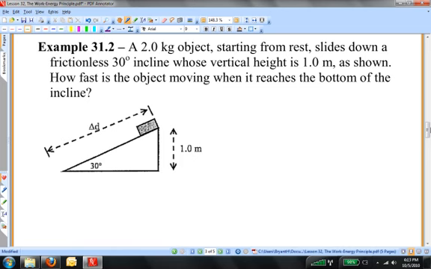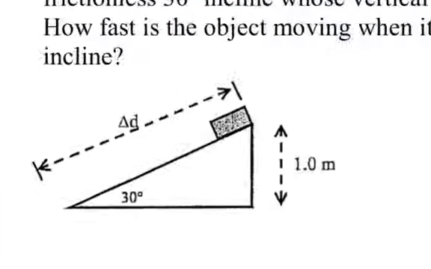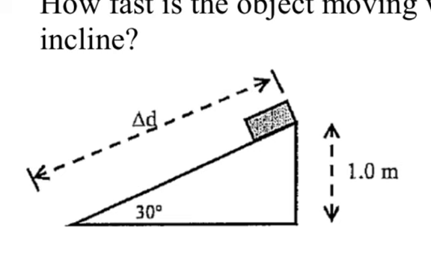Now let's notice something about this situation. There are only two forces that are involved in this because we have a frictionless situation. There's the weight force that acts straight down, and there's the normal force which acts perpendicular to the incline. The weight force is a conservative force. The normal force is a non-conservative force, but it is perpendicular to the displacement delta D that's along the incline. And so it's not going to contribute anything to the work that's done on the object.